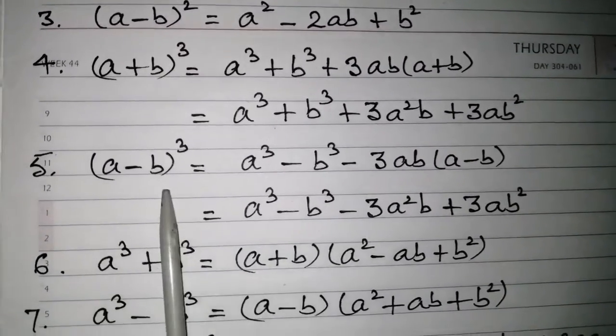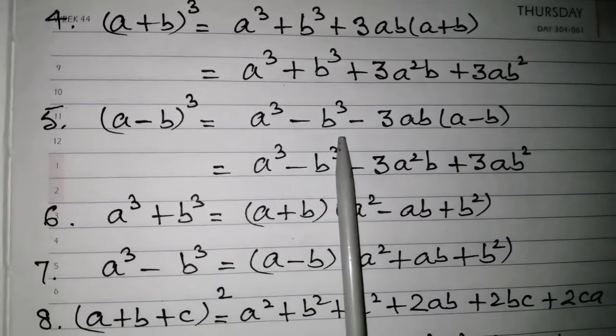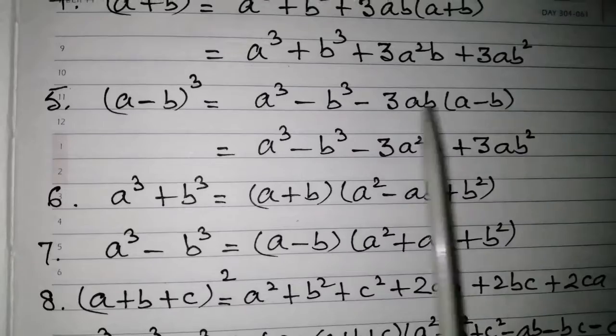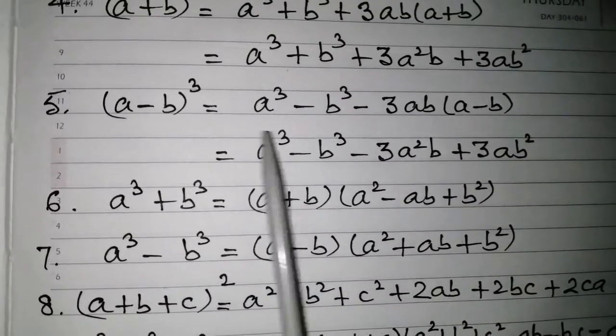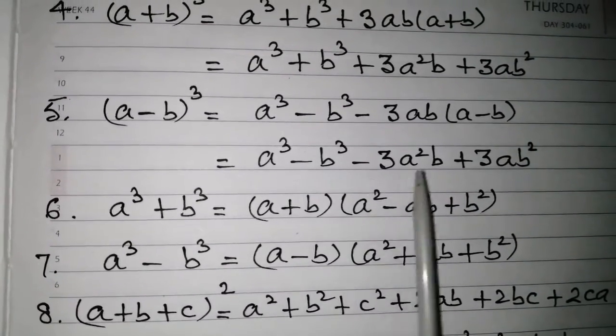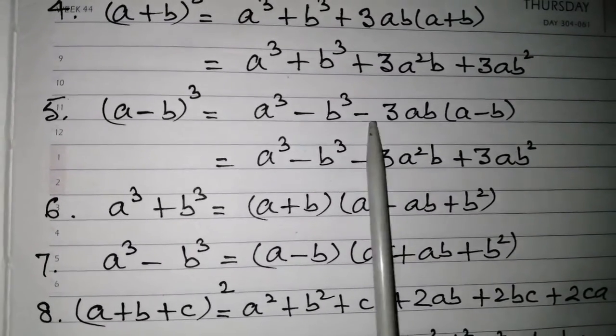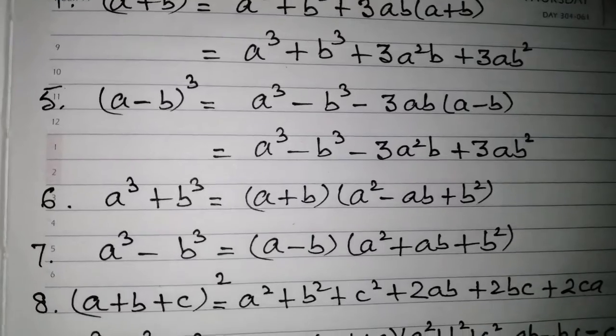Similarly, a minus b whole cube is a cube minus b cube minus 3ab into a minus b. Again, if you open this bracket, we get a cube minus b cube as it is, minus 3a square b plus 3ab square, because minus into minus is plus.